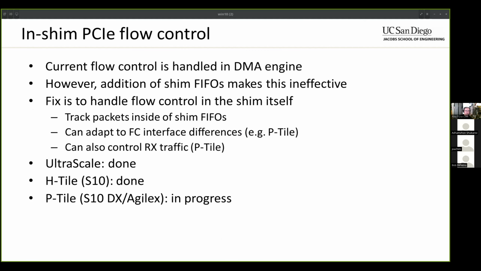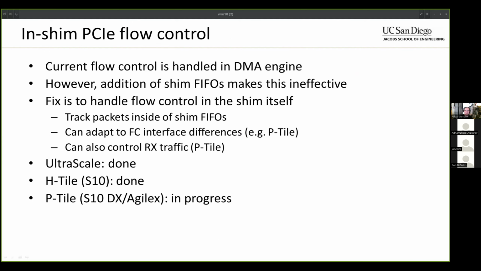All right, and now moving on to the flow control stuff. So with the new shim implementation, with the addition of a whole bunch of FIFOs, the handling of flow control in the DMA engine doesn't really work because of just a delay between when you send a TLP and when the credits are actually consumed from the standpoint of the credit counts of the DMA engine. So that really made flow control essentially completely ineffective.